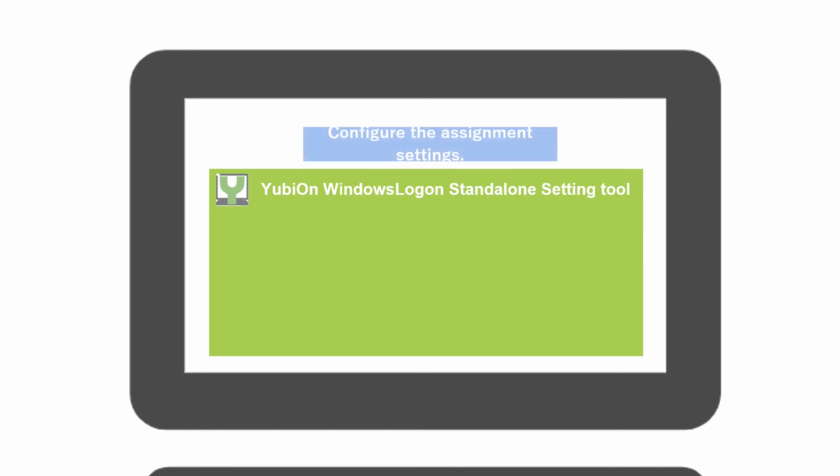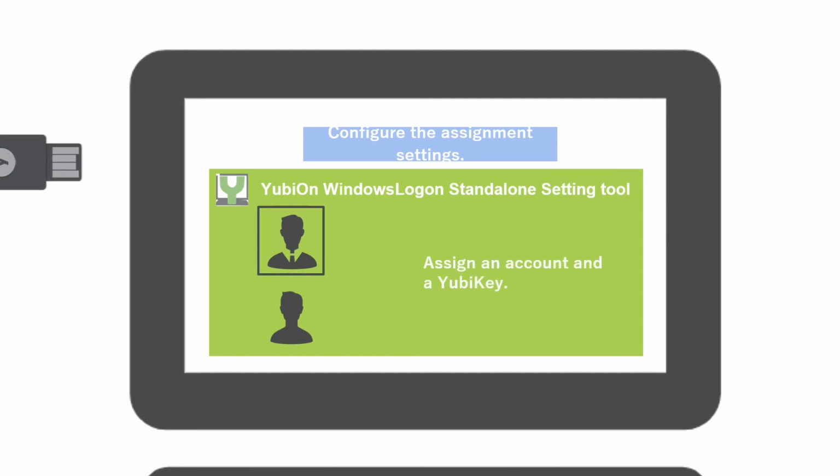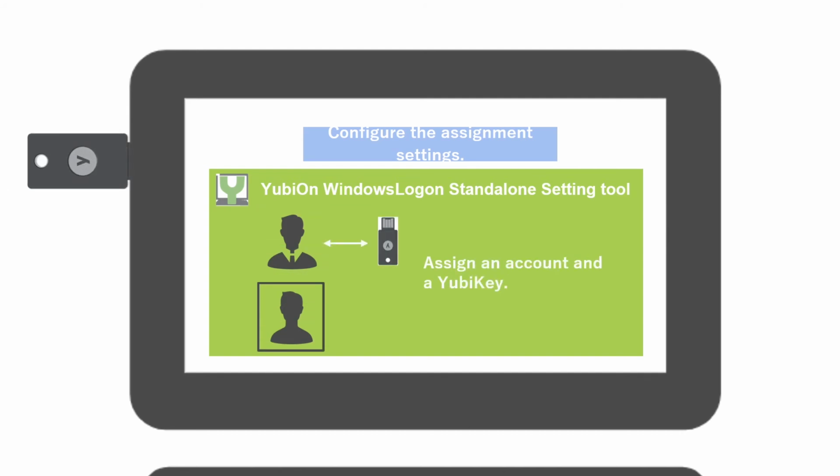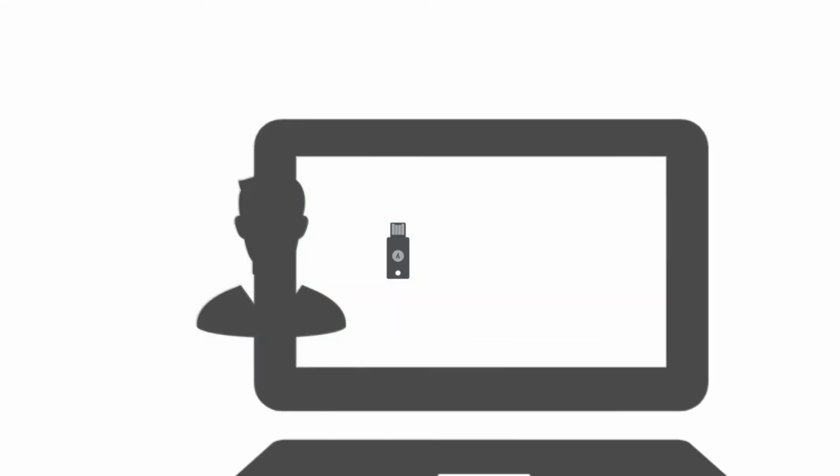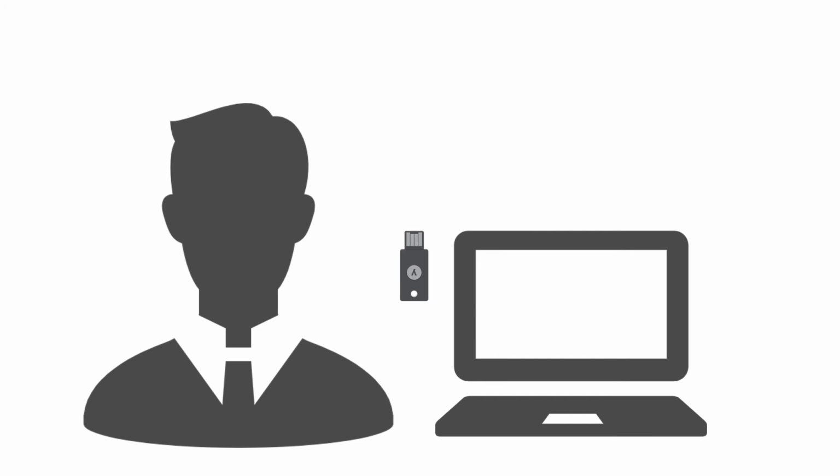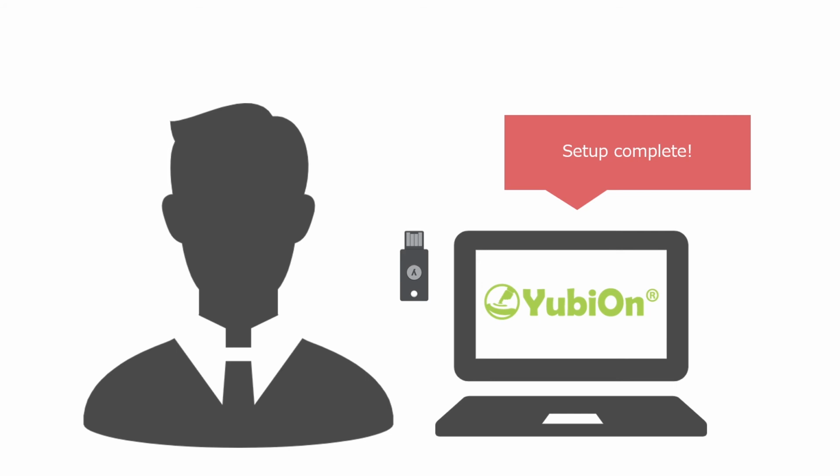Simply select a Windows account in the Settings tool, plug the YubiKey into the USB port used by that person, and configure the assignment settings. No complicated settings such as server linkage are required, and the settings are completed just by operating the computer. Security measures can be taken immediately.